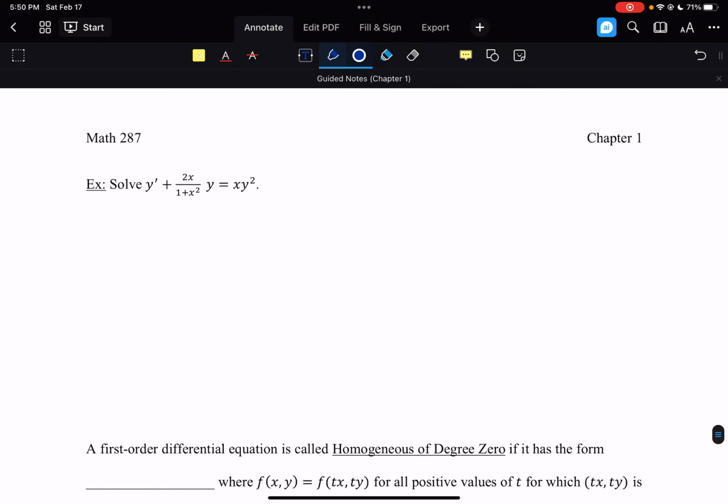So solve y prime plus 2x over 1 plus x squared times y equals xy squared. So again, we have that form that's almost first order linear, except we have this y squared here. So we need to take note. So our n value is 2 in this case. So our u value is y to the 1 minus 2. So y to the negative 1, or just 1 over y. That's going to be our substitution.